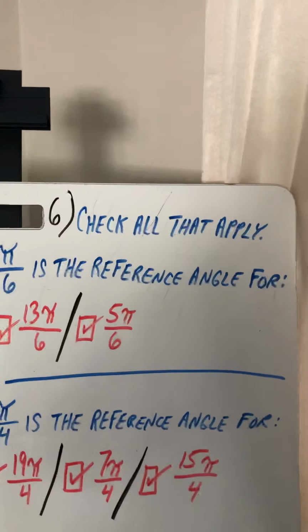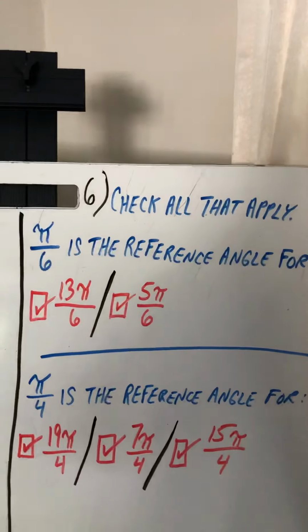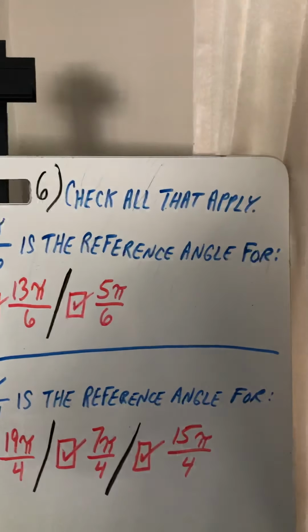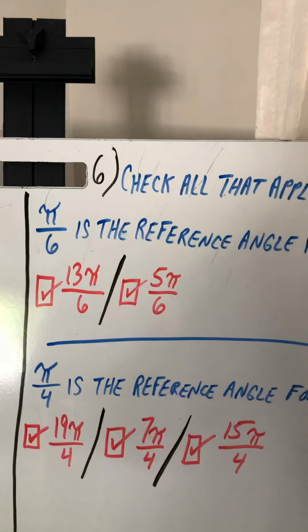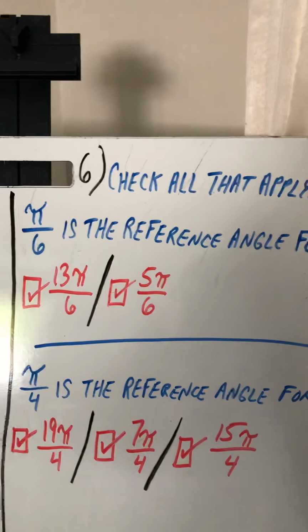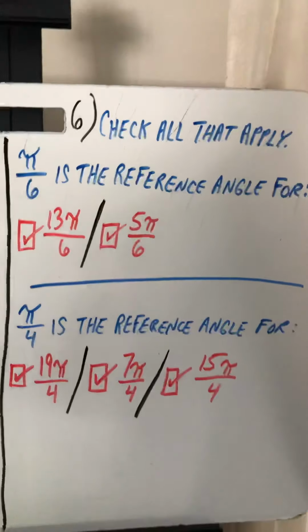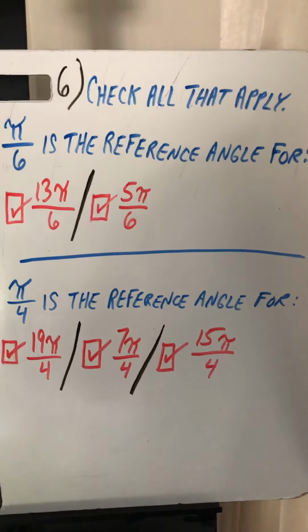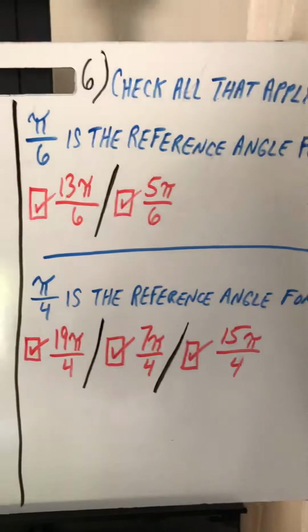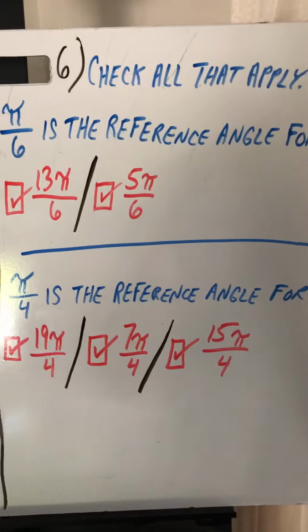Check all that apply. All right. Pi over 6 is the reference angle for, you have to check 13 pi over 6 and check 5 pi over 6. Okay. If your question says pi over 4 is the reference angle for, then you check 19 pi over 4, you check 7 pi over 4, and you check 15 pi over 4. Okay?